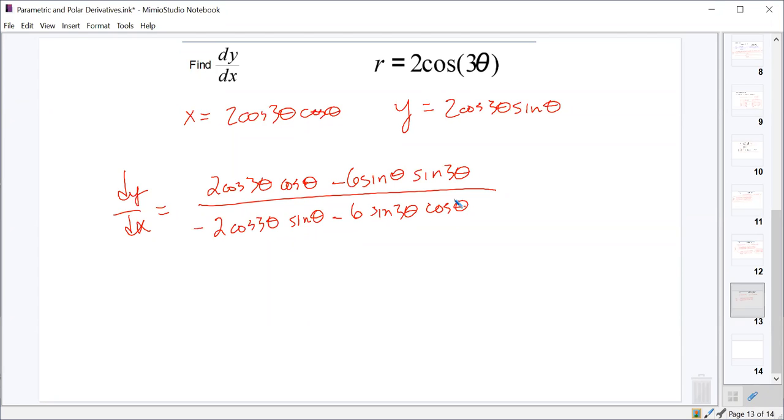Everybody all right with that? Yes. All right, and obviously we could have, if we wanted to, divide everything out by a 2, but not necessary. Any questions on finding the derivatives of polar and parametric functions? Will you have us completely simplify in quizzes? No.